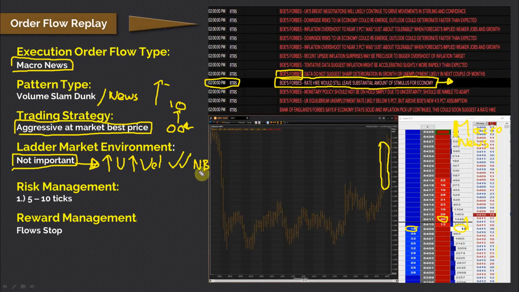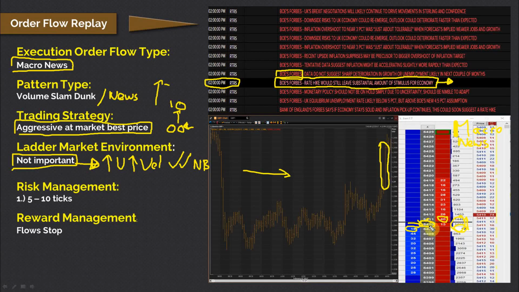You should see, the moment you execute that order into the market at best price, so say the market's trading 54.10s, you want to be getting in at that price. And the moment you get in at that price, you should see a pickup in activity on the ladder. Those are what your observation point should be.